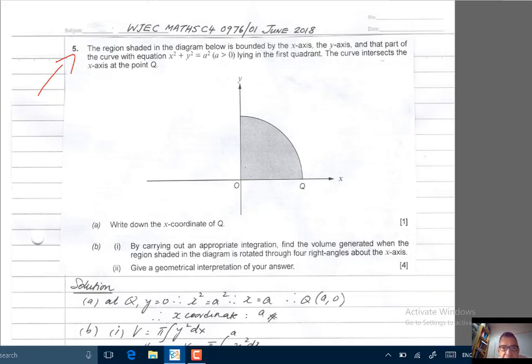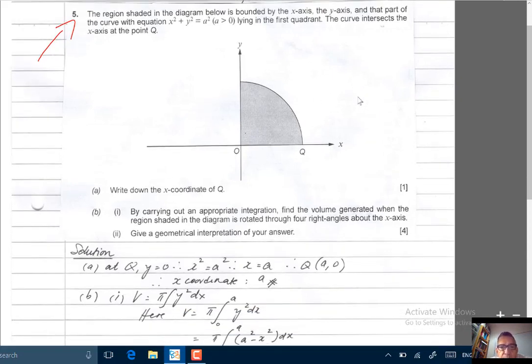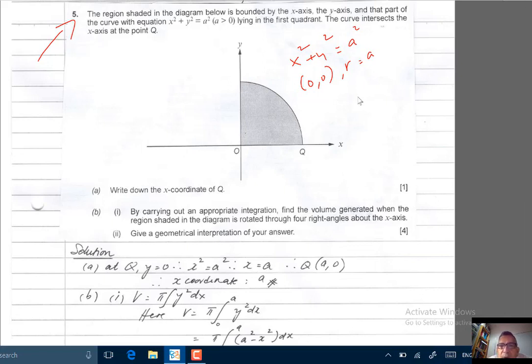In part A of the problem, they are asking us to write down the x-coordinate of Q. Now, before we look at the solution that I've written down here, x squared plus y squared equals a squared is the equation of a circle centered at 0, 0 and radius a. So straight away, by looking at this equation, you know that this value of x is a, that being the radius. So you know the x coordinate of Q will be a.